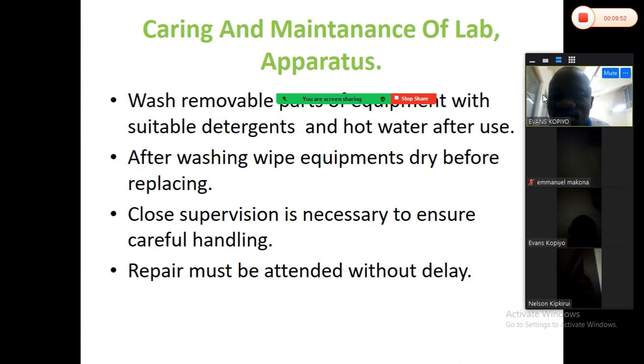Good trial. When we talk about caring, we simply want to maintain the working condition of something so that we can use it for a given duration of time. Under care of apparatus, we can wash the removable parts with detergents and hot water after use. After washing, we wipe the equipment dry before replacing. Close supervision is also necessary to ensure careful handling. Another point is that repairs must be attended to without delay.